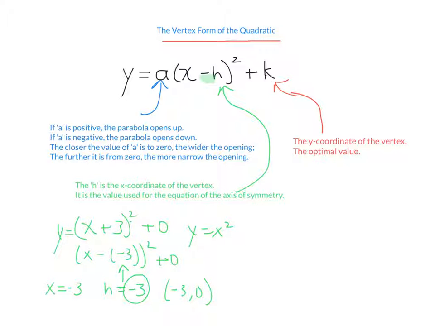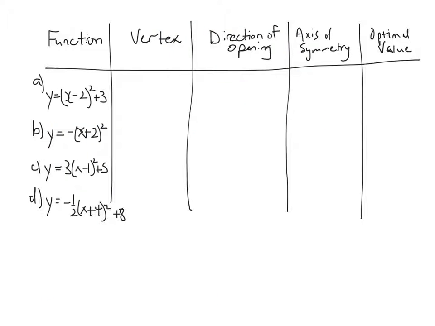Okay, let's put this into practice and make sure we understand how to find the pieces of information from the vertex form of the equation. On to the next slide, I've got a few examples here of 4 different functions, 4 different parabolas, and we're going to figure out their vertex, the direction of opening, the equation for the axis of symmetry, and the optimal value.